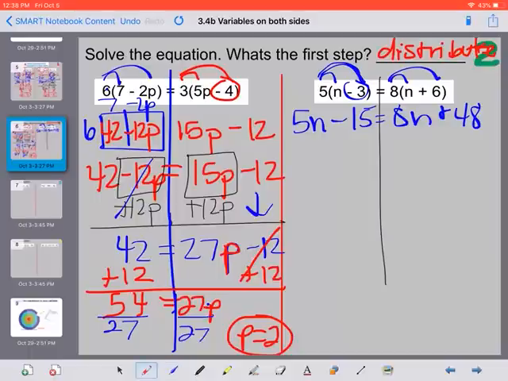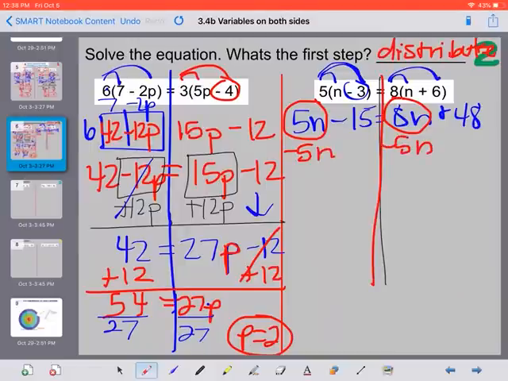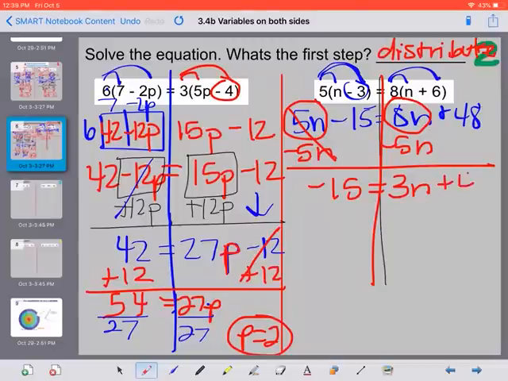And now we need all of the letters on the same side. We have 5n here and 8n here, so I'm going to move the 5n, subtract 5n. You can't just combine them together because we have this line here. You have to do the same thing on both sides. So we have negative 15 equal to 8 minus 5 is 3n plus 48.